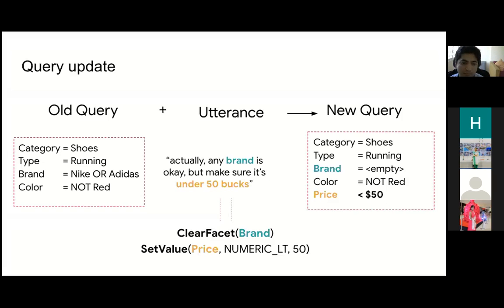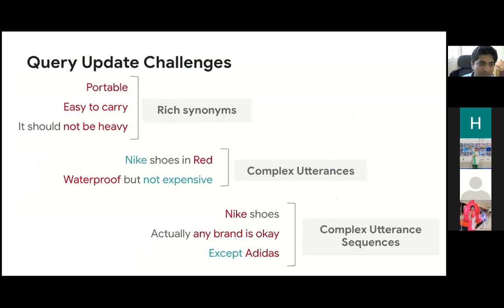It could very well be an SQL database query, right? But in this case, we have modeled it as these operations, and this by itself is a fairly challenging problem, because the same things can be said in so many ways. You can use synonyms. Somebody can say portable, somebody can say easy to carry, somebody can say it's not heavy. So there are a lot of synonyms and variations of the same things, and a system needs to be robust enough to understand that.